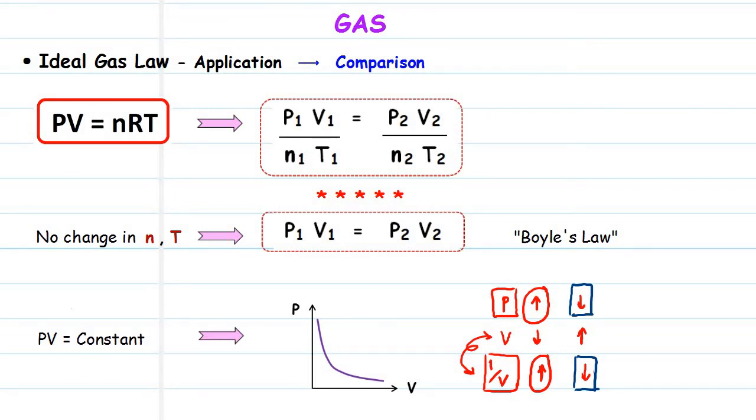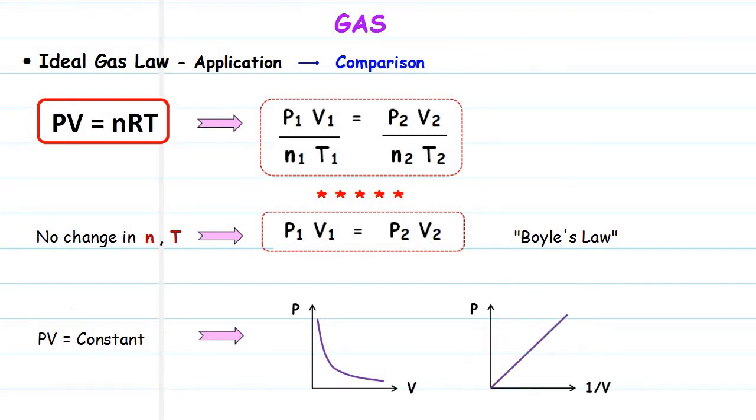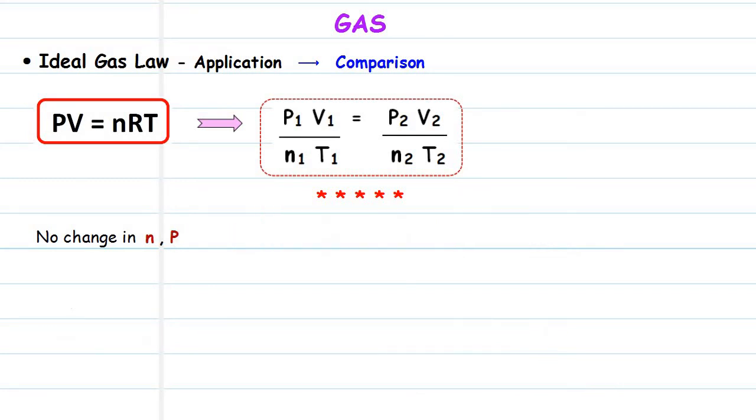So P and 1 over V are pretty much directly proportional to each other. And if we want to graph them, we should be able to get something like this: a linear plot between P and 1 over V. Let's take a look at another situation then.